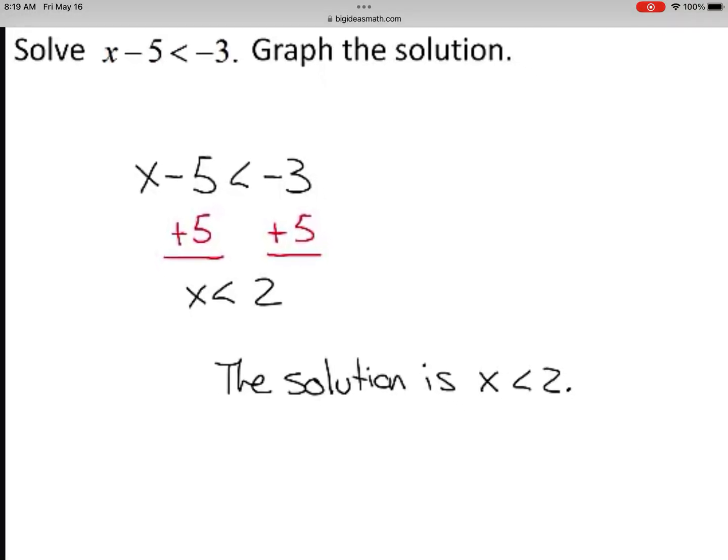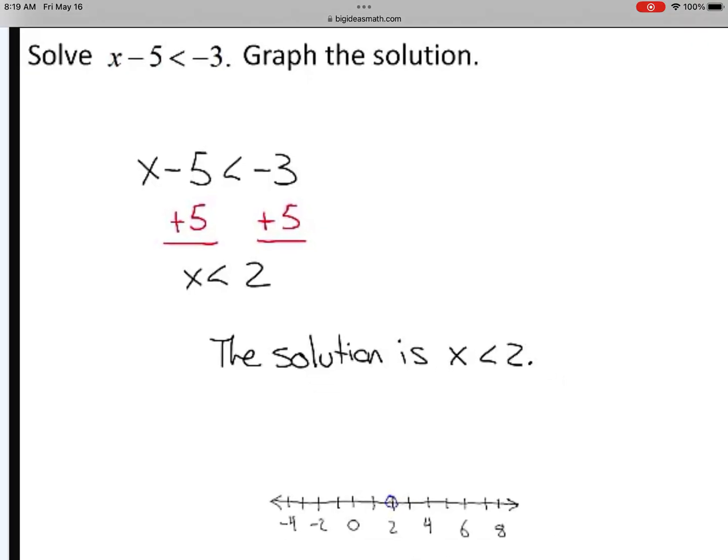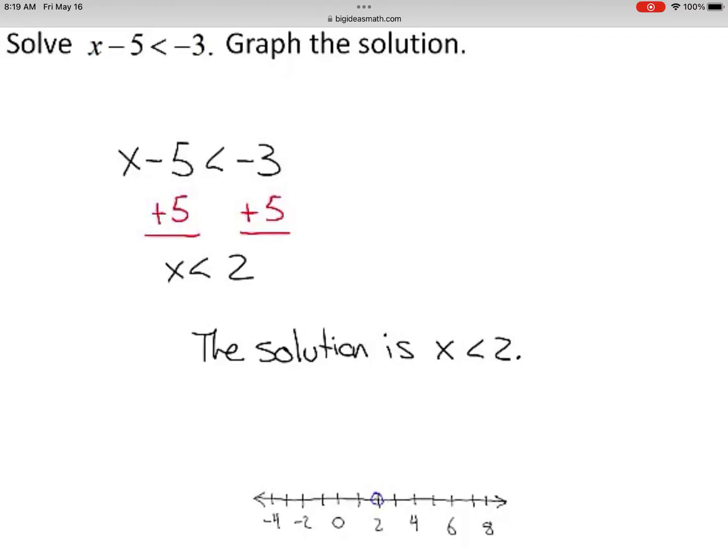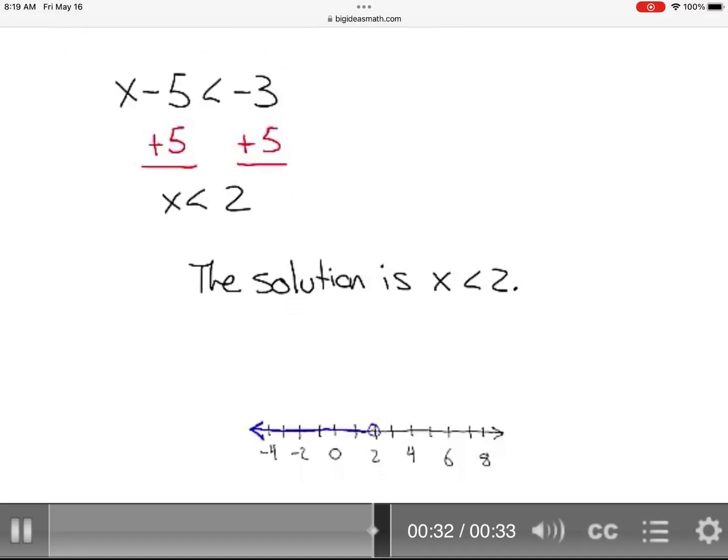Next, graph the solution on a number line. Because 2 is not a solution, use an open circle at 2. Because x is less than 2, shade the line to the left of 2.